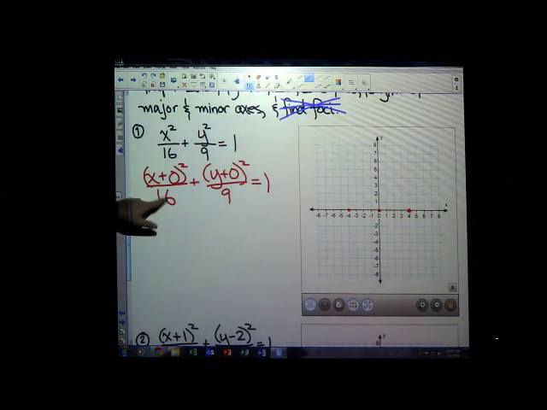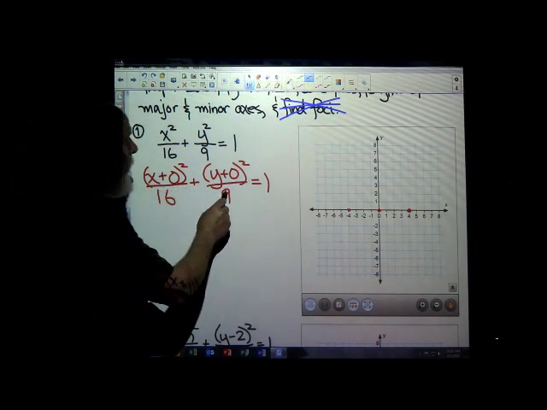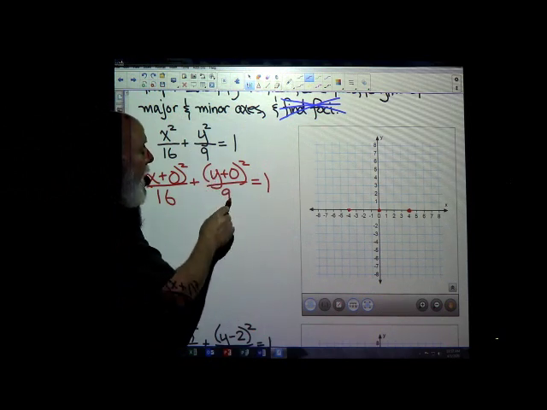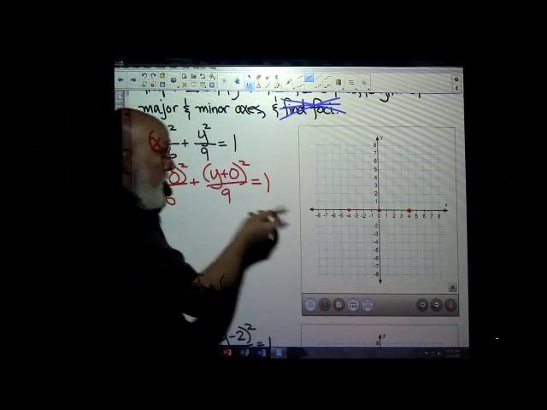That gives us the endpoints of our major axis, because 16 is bigger than 9. And I take the square root of this, and it's under y, so I go up and down 3. The square root of 9 is 3.